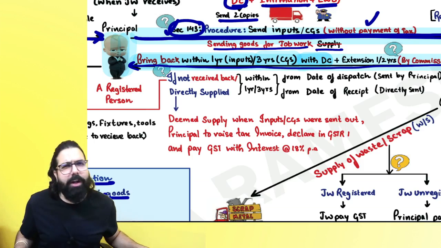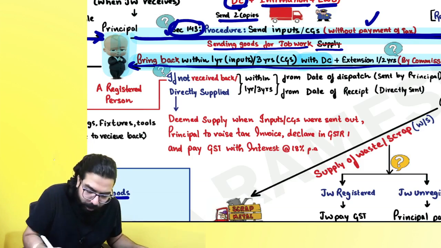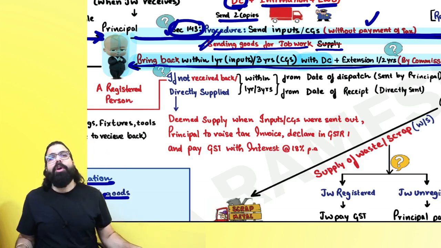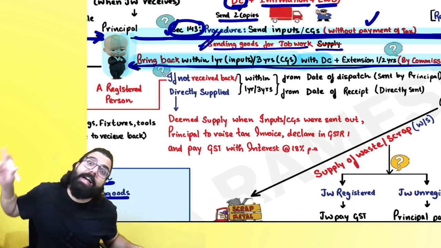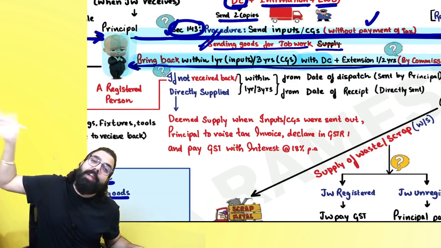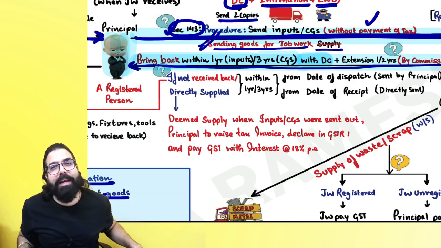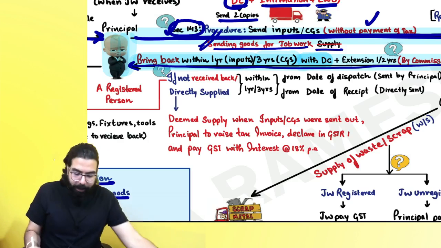Sir, if it doesn't come back within 1 year or 3 years, it will be deemed that when you had sent the goods, it was a supply. It will be deemed that the sending of goods at that time was a supply, and now you have to declare it in your return, and when you declare it in your return, you will have to pay the tax along with interest. Okay sir, point is clear.